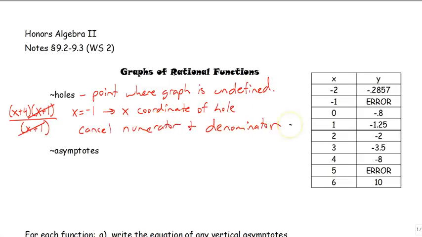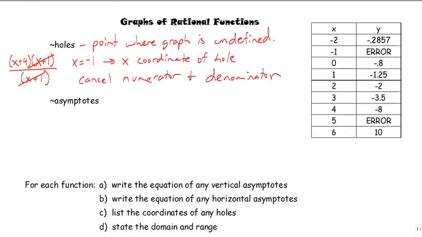And what happens on a graph is that there's just a hole. It doesn't jump. It's just a hole in the line. So the other one is an asymptote. Asymptotes are lines the graph approaches, but cannot be part of the solution.